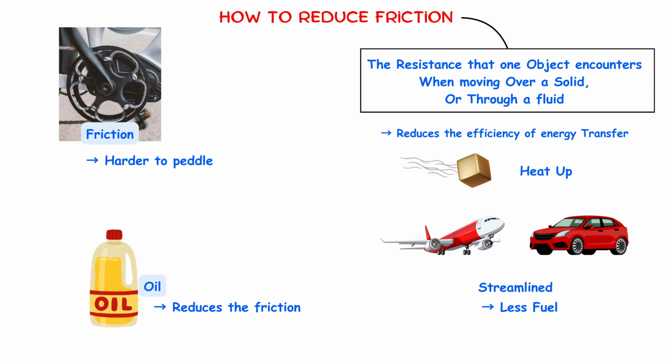Meanwhile, making cars and planes streamlined reduces the friction from air resistance, which allows them to use less fuel, and so it makes them more efficient.